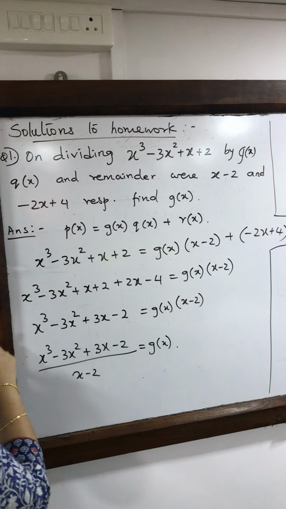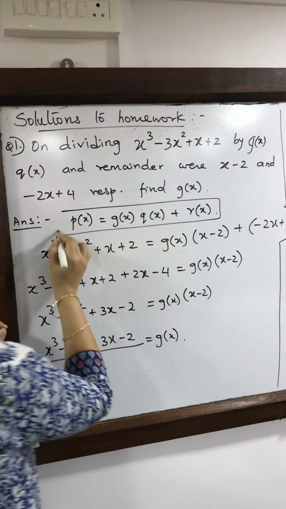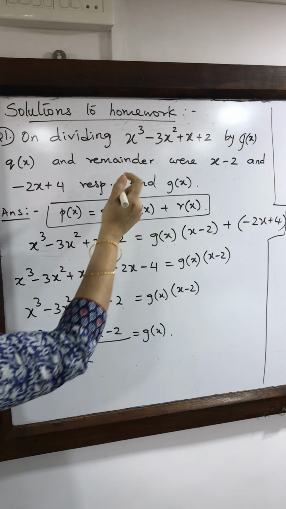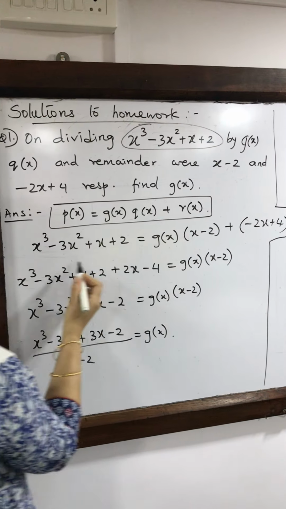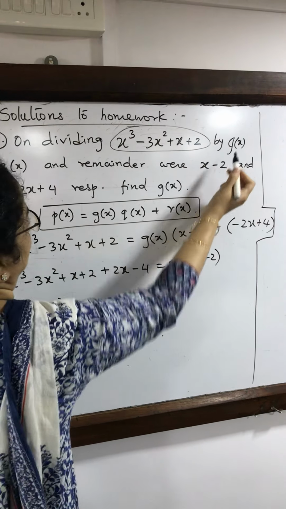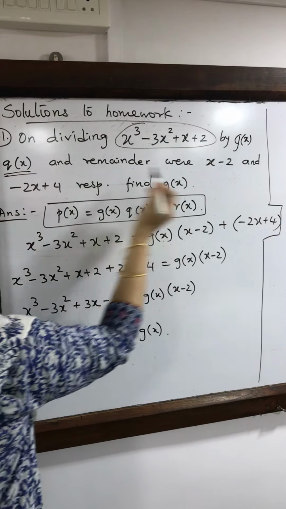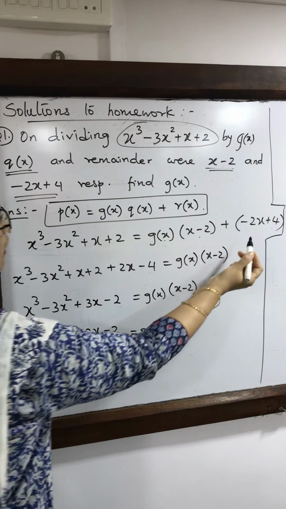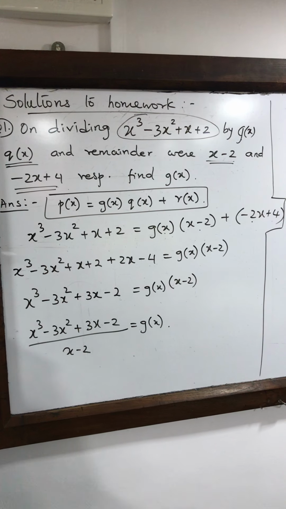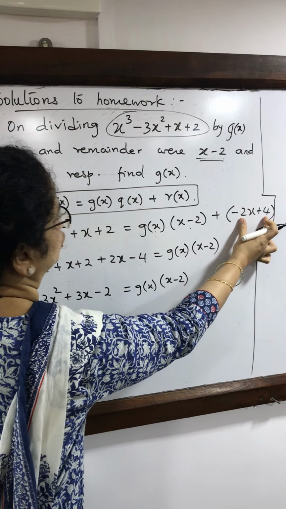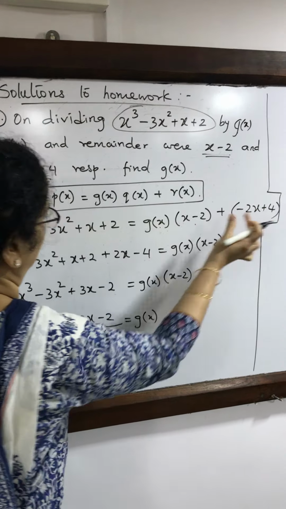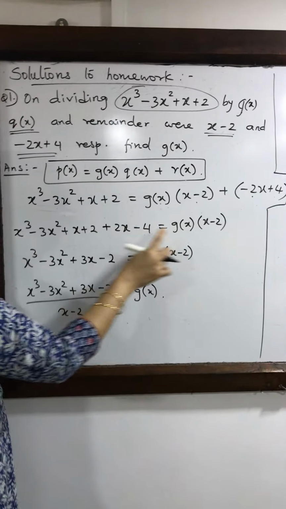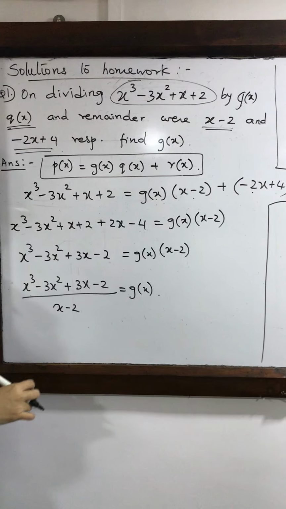So we start with the division algorithm, that is, dividend is equal to divisor into quotient plus remainder. This is the value of the dividend which I have substituted here. The divisor we have to find, the quotient is x minus 2 which I substituted, and the value of the remainder is minus 2x plus 4. To solve it further, this minus 2x plus 4, the value of the remainder, I will bring to the left hand side. So minus 2x will become plus and my plus 4 will become minus 4.